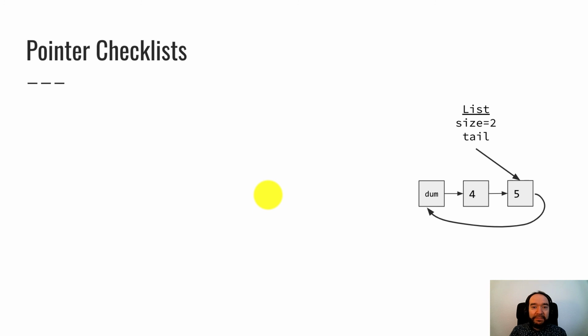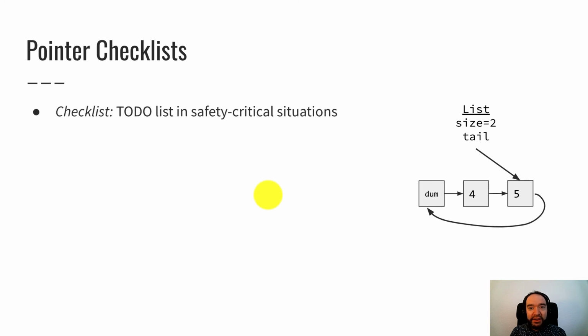Okay, I recommend that when you're working with linked lists or really any data structure with a lot of pointers, that you make a checklist for the pointers that need to be updated in an operation. You know, a checklist is this idea of a to-do list, and it's important in safety critical situations. So for example, every time an airplane flies, there's a pre-flight checklist, and a technician or the pilot needs to double check that every part of the plane works. They do this before they fly. You know, it's critical. You don't want to get up there and find that some important part is broken.